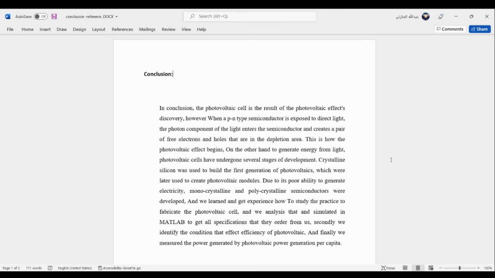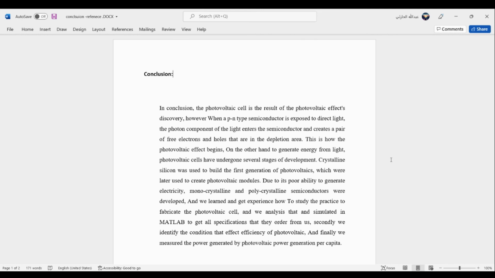So, in conclusion, the photovoltaic cell is the result of the photovoltaic effect's discovery. When a P-type to N-type semiconductor is exposed to direct light, a component of the light enters the semiconductor and creates pairs of free electrons and holes in the depletion area. This is how the photovoltaic effect begins.